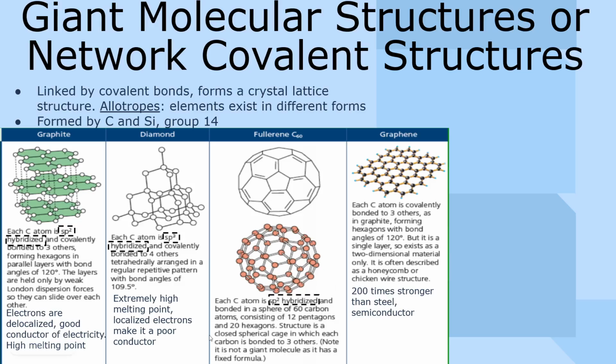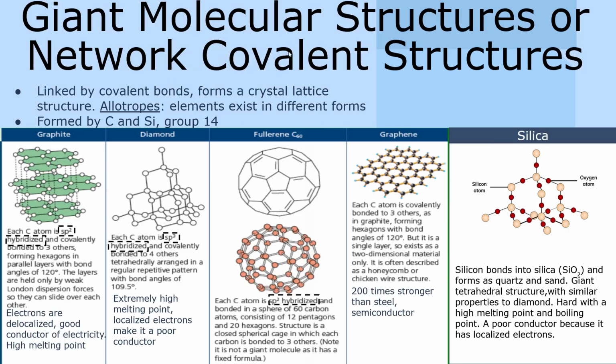It has 20 hexagons and 12 pentagons. And note, this is not a giant molecular structure because it has a fixed formula, C60, so 60 carbons, whereas these all just kind of keep on bonding. Graphene is a single layer of graphite. It's 200 times stronger than steel, and it is a semiconductor because it kind of has the properties going on here. But because it's a single layer, it can't fully achieve that delocalization.